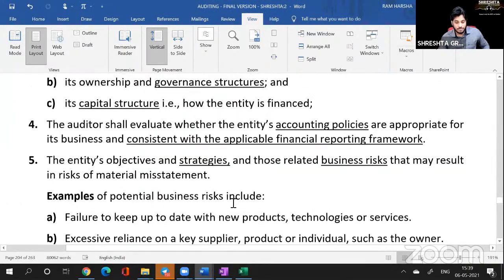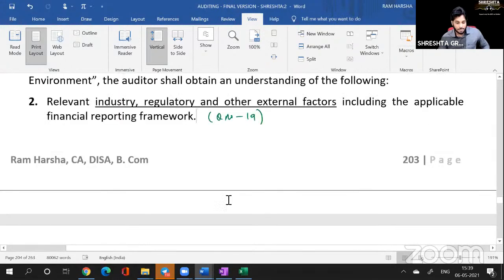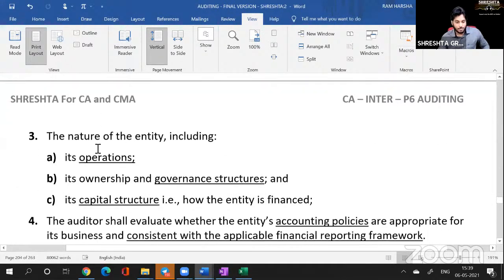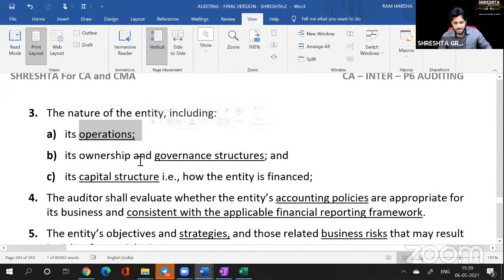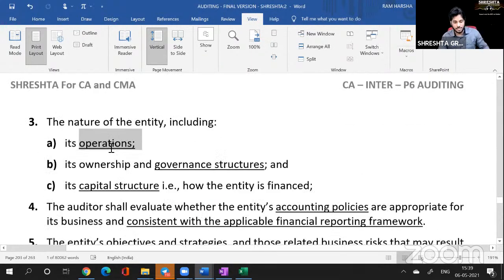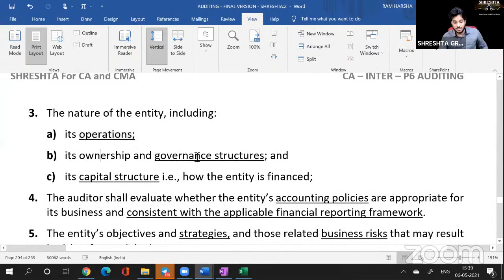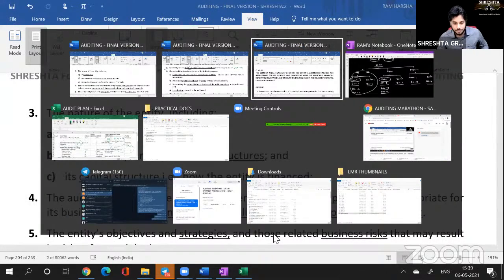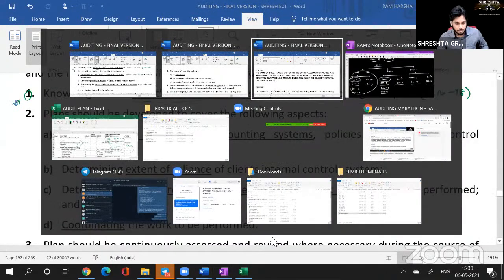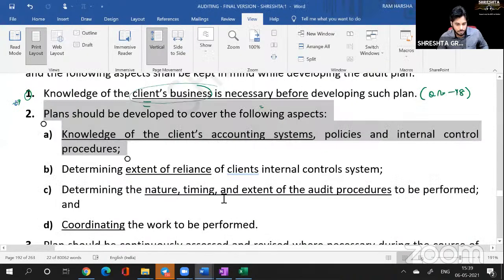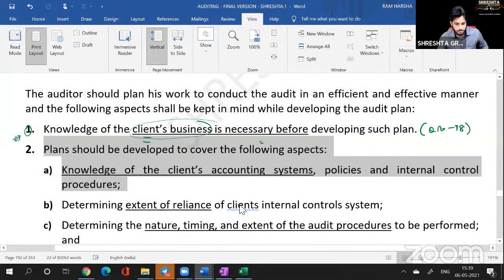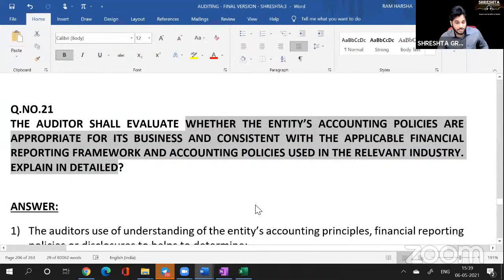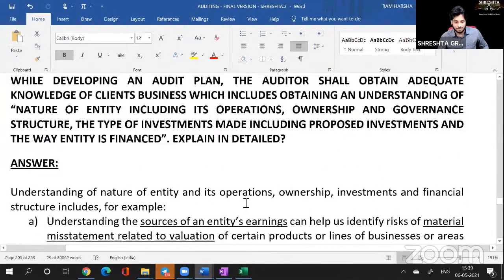If you look at knowledge of client business, the first point is industry. Second point, what are the operations? Let me cover it, and knowledge of client business will be finished. Knowledge of client business includes the relevant industry, and you need to understand operations, ownership and governance structure, and what the capital structure is. For that you need to look at question number 20.